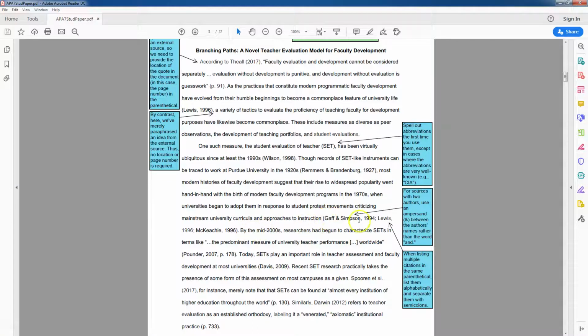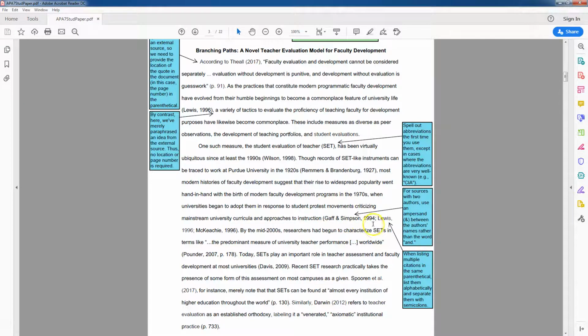So you'll notice here's a list of several sources, and they use an ampersand rather than an and. Too many people lose points in classes where APA formatting is a grade by putting the word and there, but there's an ampersand instead. So Gaff and Simpson, comma, 1994.